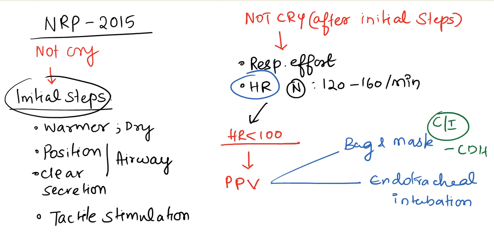Suppose you have started positive pressure ventilation, and still there is no response. Again, the thing to be checked here is the heart rate. Suppose even after starting positive pressure ventilation, the heart rate drops to less than 60.